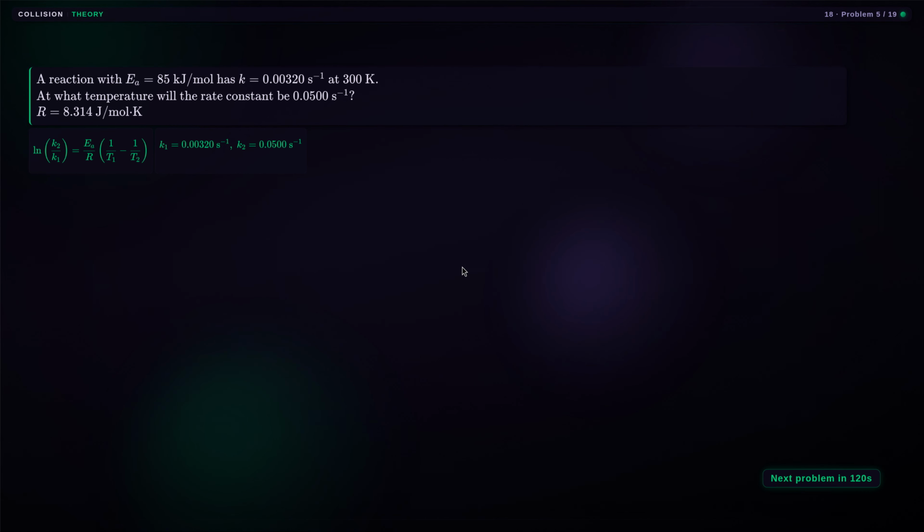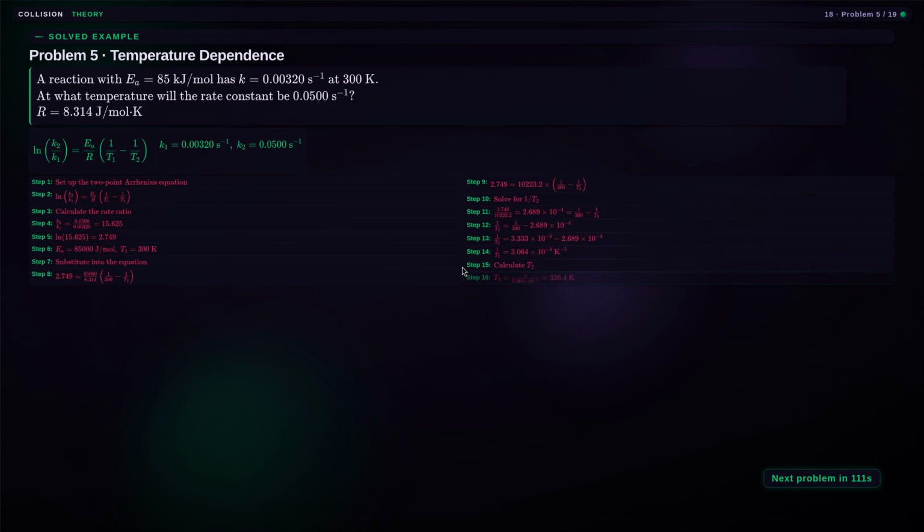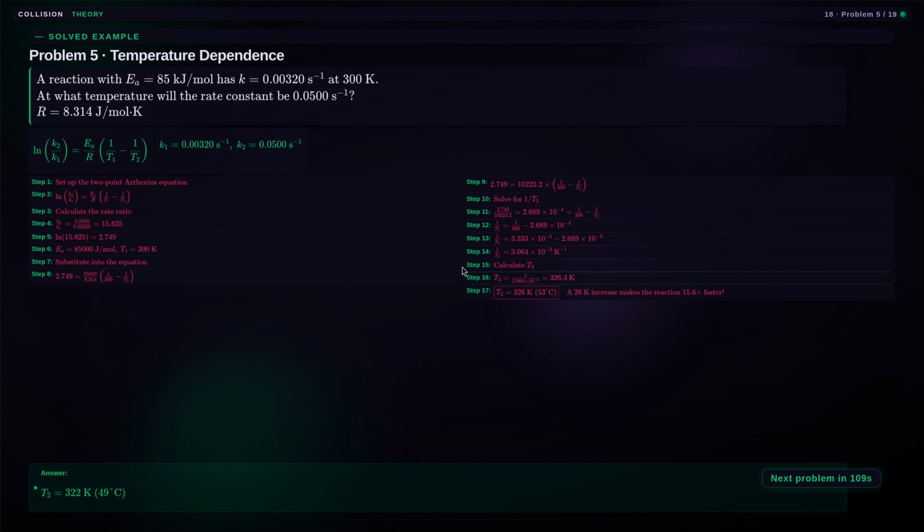Problem 5. Temperature dependence. A reaction with activation energy of 85 kilojoules per mole has a rate constant of 0.00320 per second at 300 Kelvin. At what temperature will the rate constant be 0.0500 per second? We use the two-point Arrhenius equation.